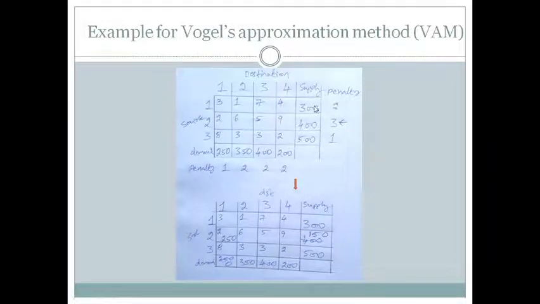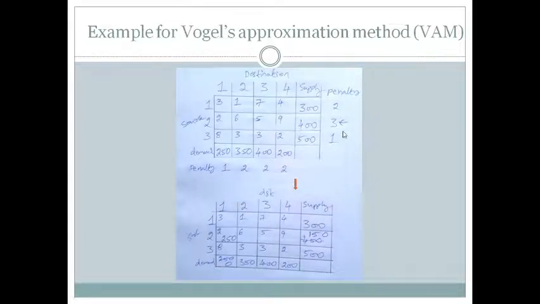So how do you find this penalty, the column penalty and the row penalty? In every row, take the first minimum and second minimum values, take the difference of those and put it here. If you refer to the first row, the first minimum is 1, the second minimum is 3, and the difference is 2, so the penalty for the first row is 2.